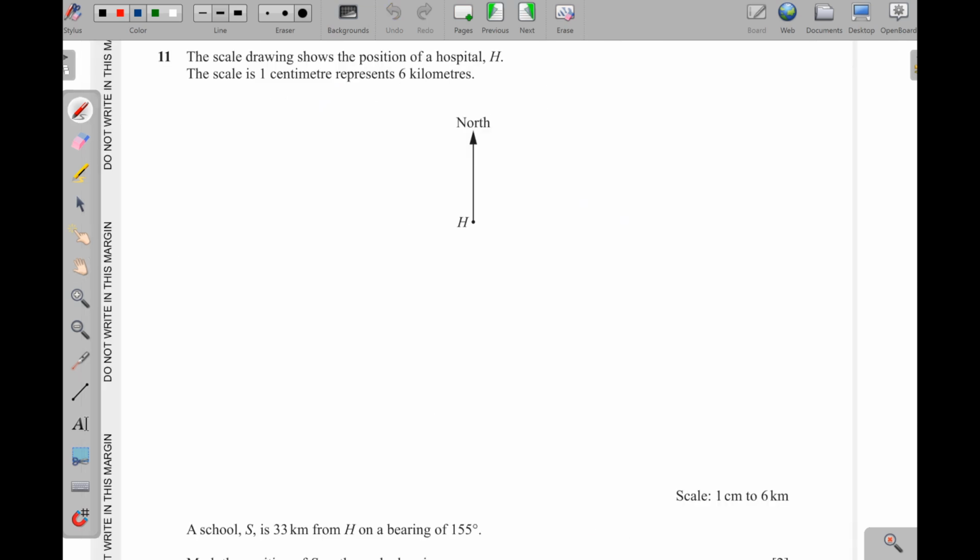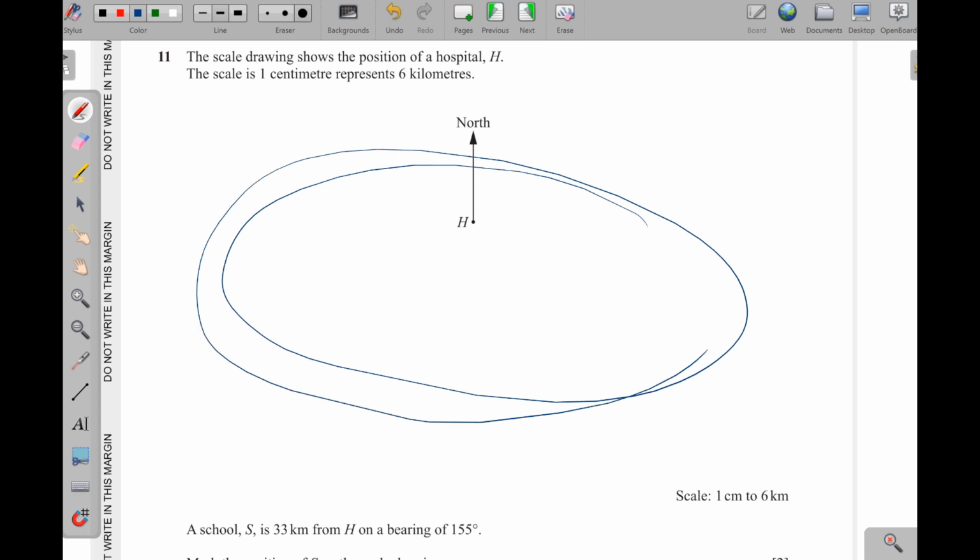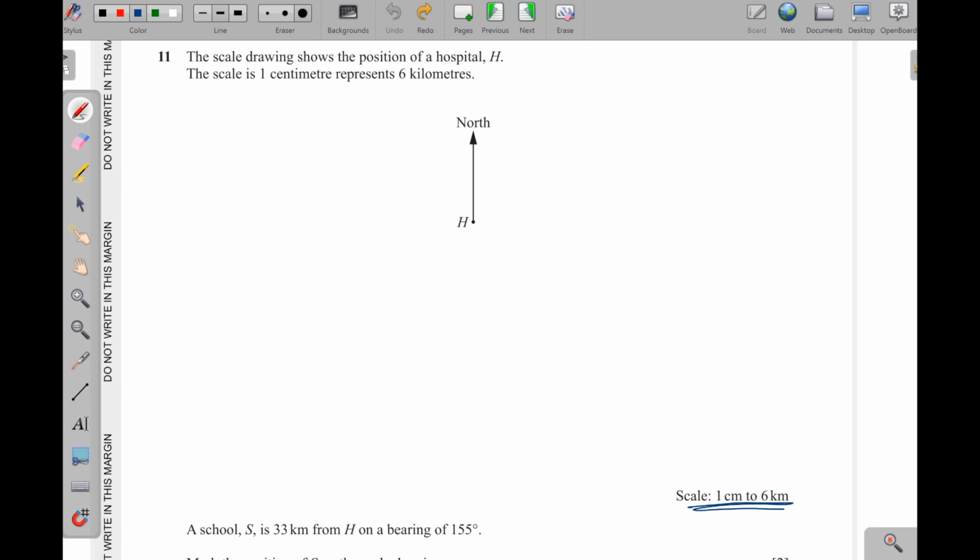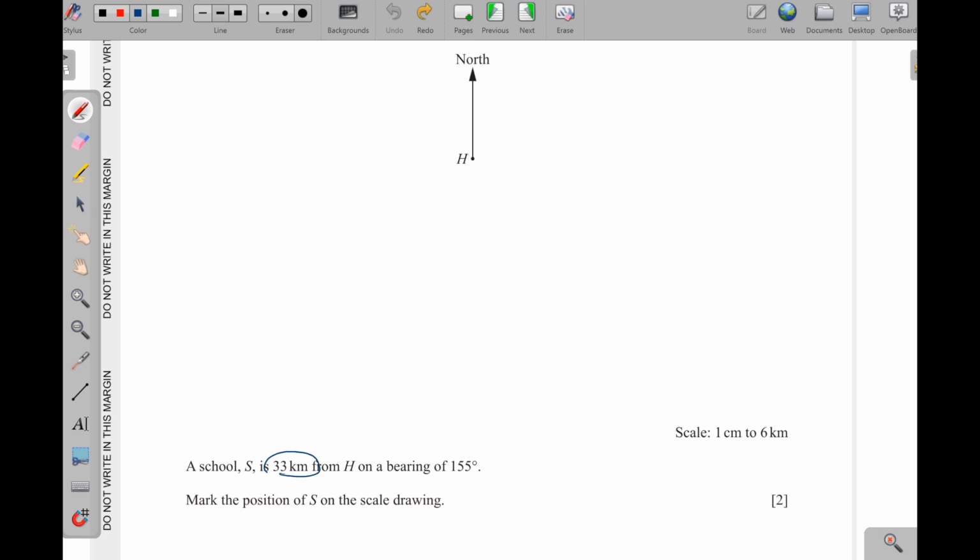Question 11 is coming from bearings. The scale drawing shows the position of a hospital H. The scale is 1 centimeter represents 6 kilometers. That means we must measure something here, because they have not put anything like not to scale. Actually, this one is to scale. This is the scale here. So whatever we are going to do on that diagram has to be in relation to the scale that is given. Then they are saying a school S is 33 kilometers from H on a bearing of 155. Mark the position of H on the scale drawing.